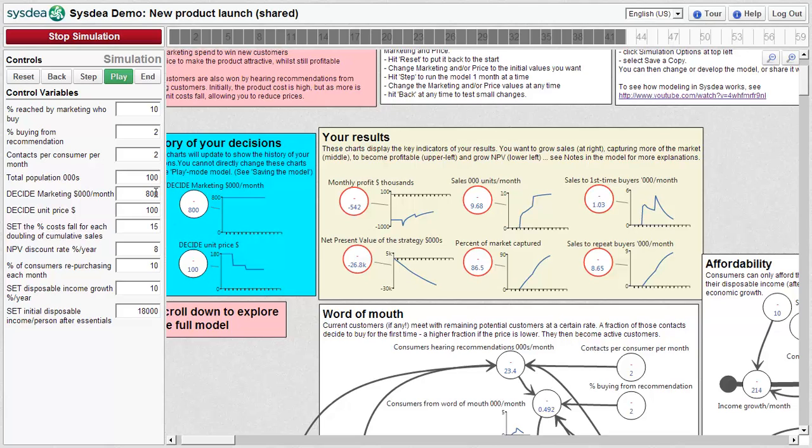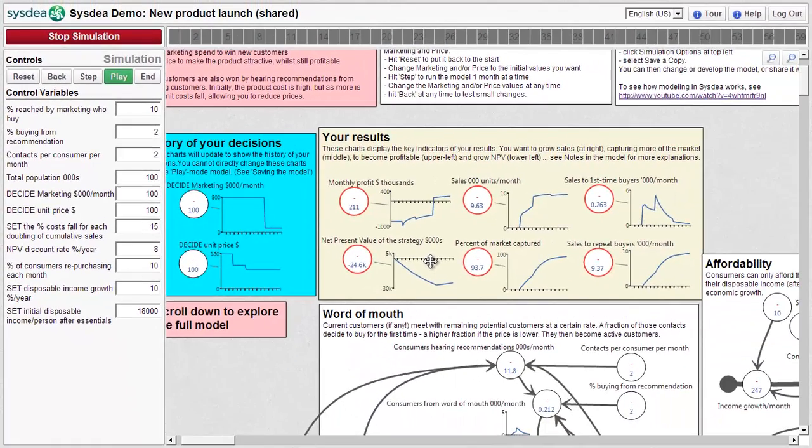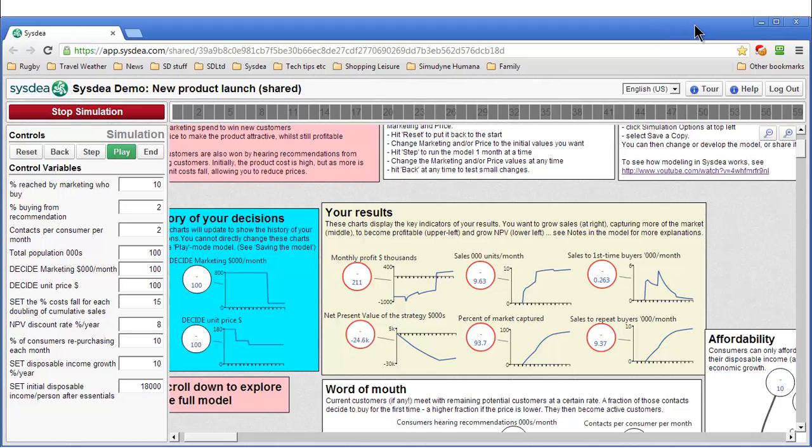But oh yeah, I remember now. I'm spending $800,000 in marketing, but just about everybody knows about this product now, so maybe I don't need to spend that much anymore. Let me cut that to just $100,000 a month and play that out till the end. And oh yeah, look, I've jumped into profit here, and unfortunately, the net present value of this strategy isn't so good. But at least I'm profitable by the end. So let me just kind of stop that example right there and take this out.